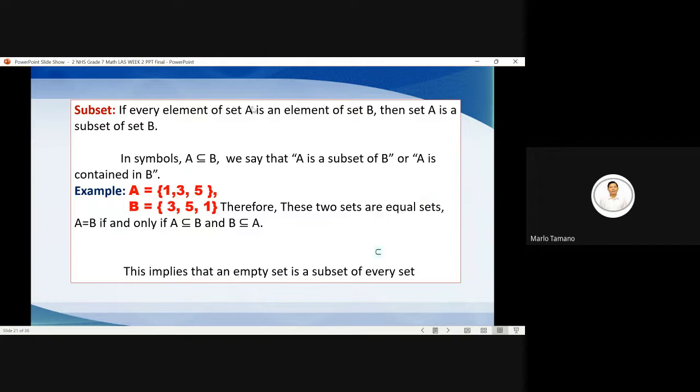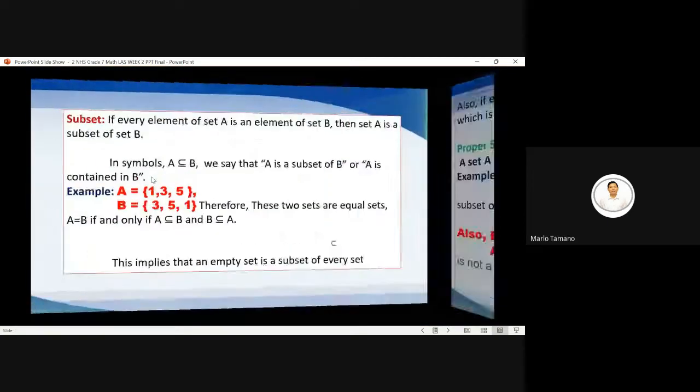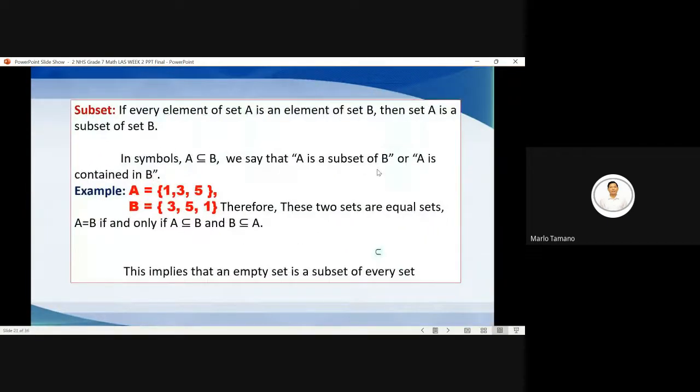So this is the statement, right? So let's see. Let's go back. A is a subset of B, or set A is a subset of B, or A is contained in set B. Example, we have here. A is a set of 1, 3, 5. B is a set of 3, 5, 1. Therefore, these two sets are equal sets.